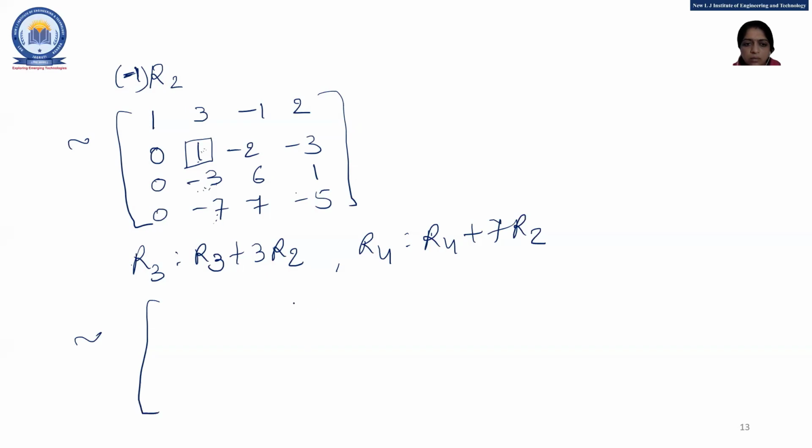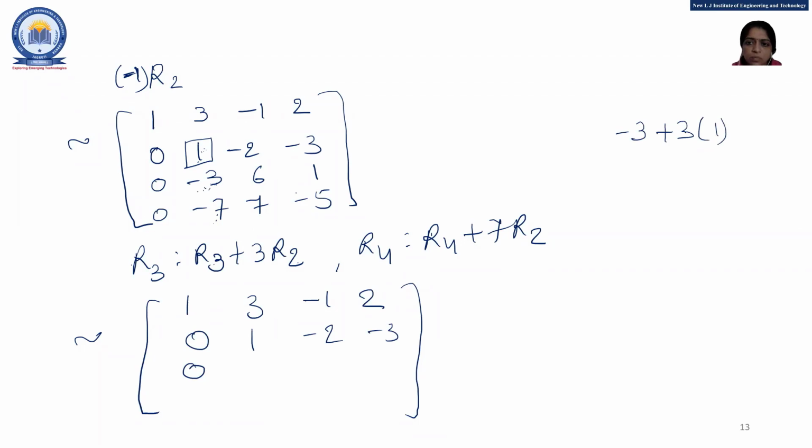So my next matrix: first row, keep it the same, 1, 3, -1, 2. Second row also the same, 1, 0, 1, -2, -3. But for the third row, I have to do the operation R3 plus 3R2. So in R3, both are 0, so it is 0. In this case, R3 that is -3 plus 3R2. R2 is 1, so -3 plus 3 is 0. In this case, R3 plus 3R2, that is 6 plus 3 into -2. So this is again 0, right? And this is R3, so 1 plus 3 into -3.